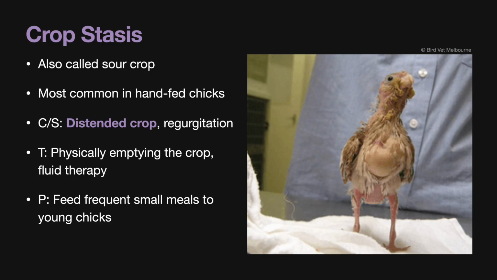Crop stasis, or sour crop, is most common in hand-fed chicks. Clinical signs include a distended crop and regurgitation. Treatment focuses on physically emptying the crop, as well as fluid therapy. To help prevent crop stasis, you should ensure that young chicks receive frequent, small meals.